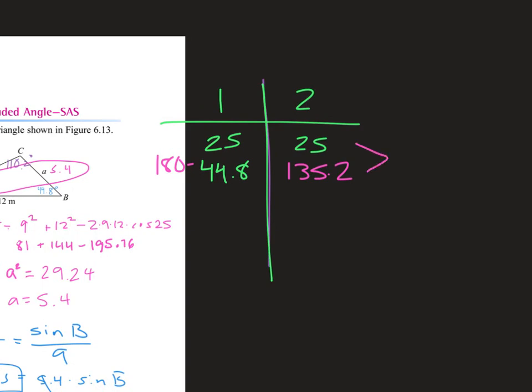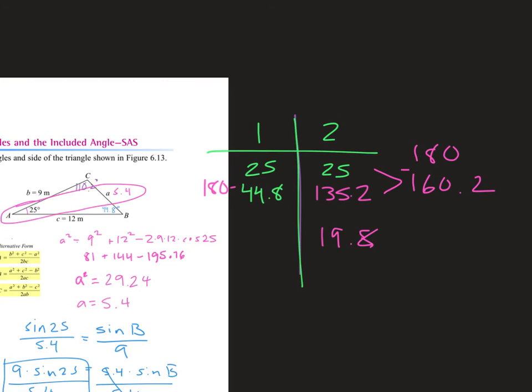We add these two together. We get 160.2. Do we have the possibility of a second triangle here? Yes. So we do 180 minus 160.2. We get 19.8. So this would be our second triangle.